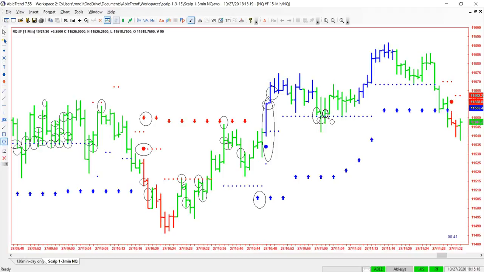Okay, there's the next trade, clearly hits the blue dot, closes above it. 1 minute later, winner. Now we're 12 and 2 out of 14. There's the next trade, hits the blue dot, closes above it. 2 minutes later, winner.